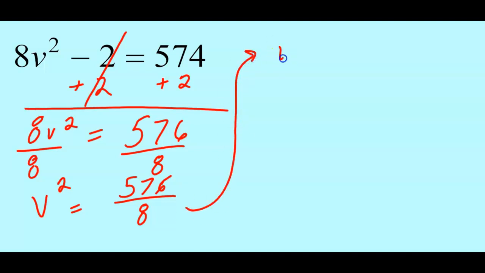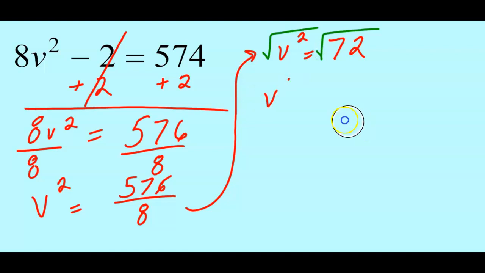So v squared equals 72. Okay, so now I'm going to take the square root of both sides here. Now, if you have a list of perfect squares and you look at that list, 72 is not on that list. So this is plus or minus: v equals plus or minus the square root of 72.